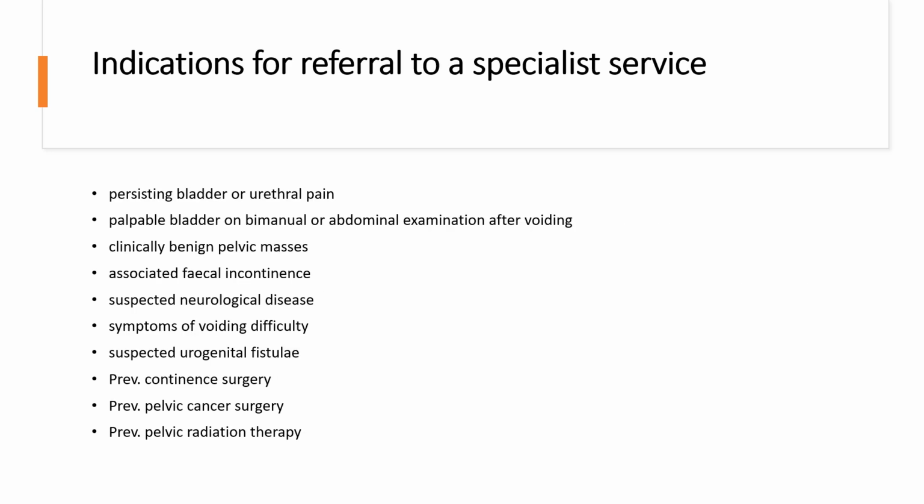Indications for referral to a specialist: persisting bladder or urethral pain, palpable bladder on bimanual or abdominal examination after voiding, clinically benign pelvic masses, associated fecal incontinence, suspected neurological disease, symptoms of voiding difficulty, suspected urogenital fistula, previous continence surgery, previous pelvic cancer surgery, previous pelvic radiation therapy.